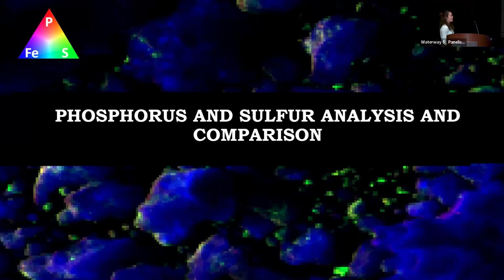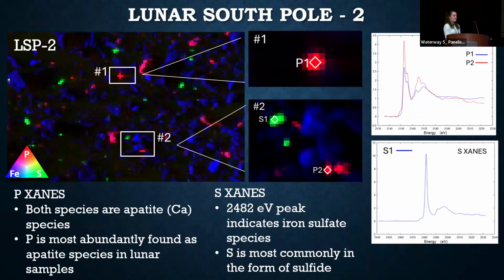So now I'm going to go into my conclusions and results. The first regolith that we looked at was the Lunar South Pole. Again, phosphorus is going to be in the red, sulfur is going to be in the green, and iron is going to be in the blue. This is the large map of the soil interface, and then here are the smaller maps that we took off of it. This is partial data here, and these are the XANES that we've seen through these maps.